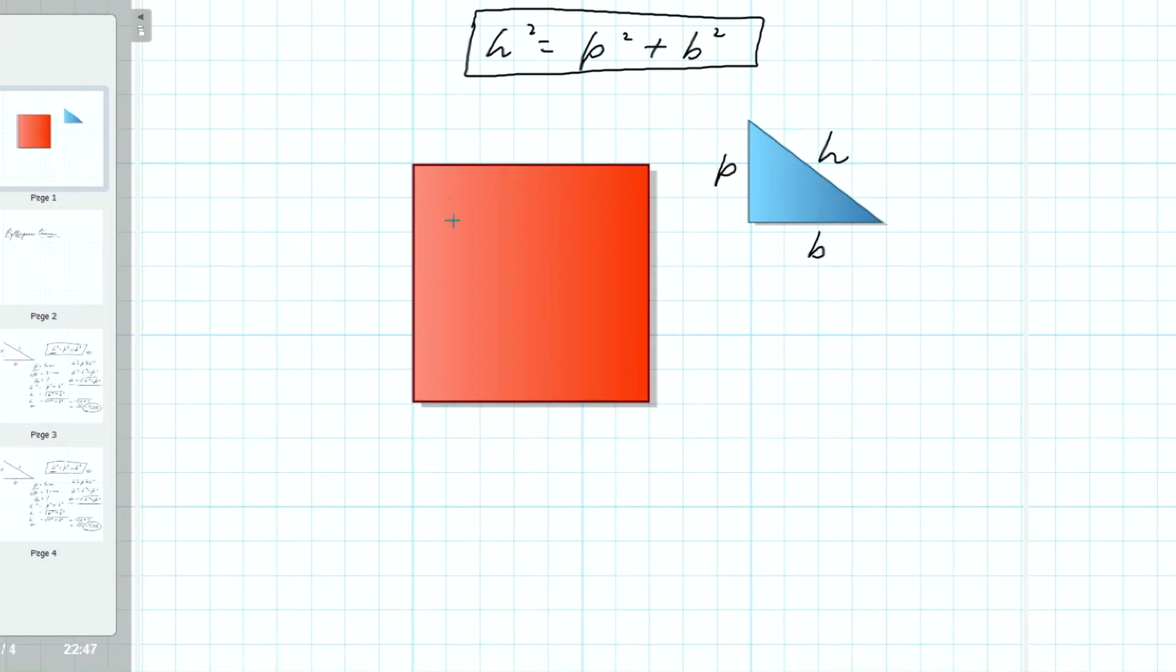Here we have a square in orange color and a triangle in blue color. So with the help of this square and this triangle, we will try to visualize this Pythagoras theorem. Okay, let's put this triangle over here on the square like this. Again take a right angle triangle of the same dimensions and put it like this.